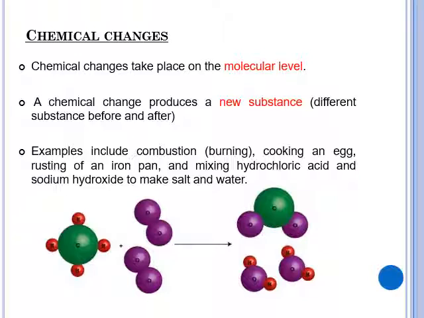Rusting an iron pan: before, the iron pan is considered a good, brand new pan. And then after being used for a long time and exposed to the air, rusting happens. So before and after are considered different things. And then mixing hydrochloric acid, for example, with sodium hydroxide to make salt and water. The end products, salt and water, are totally different things. So that involves chemical changes.